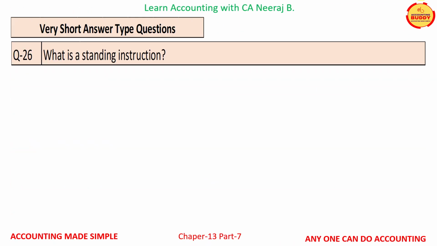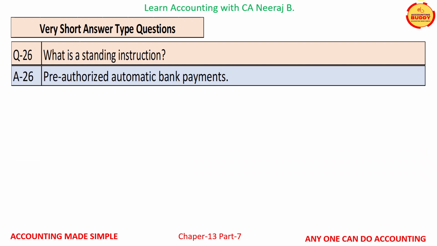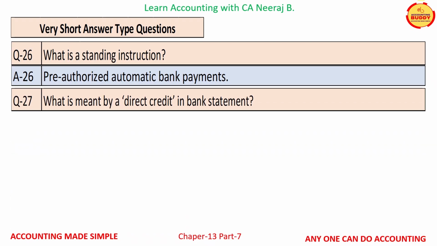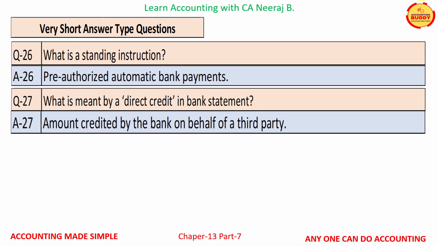Question number 26 is what is a standing instruction? And the answer is pre-authorized automatic bank payments. Question number 27, what is meant by a direct credit in the bank statement? And the answer is amount credited by the bank on behalf of a third party.